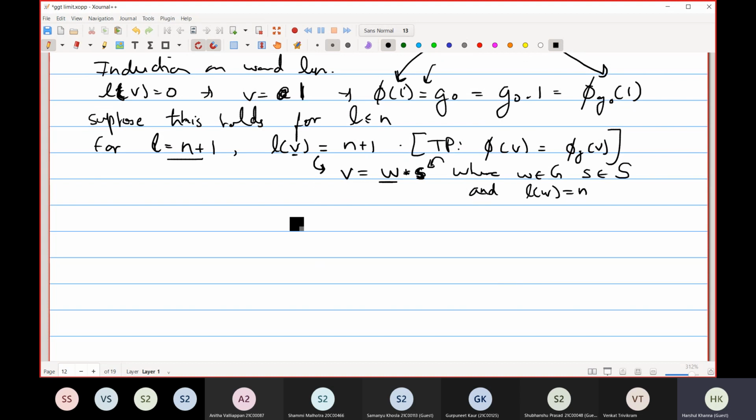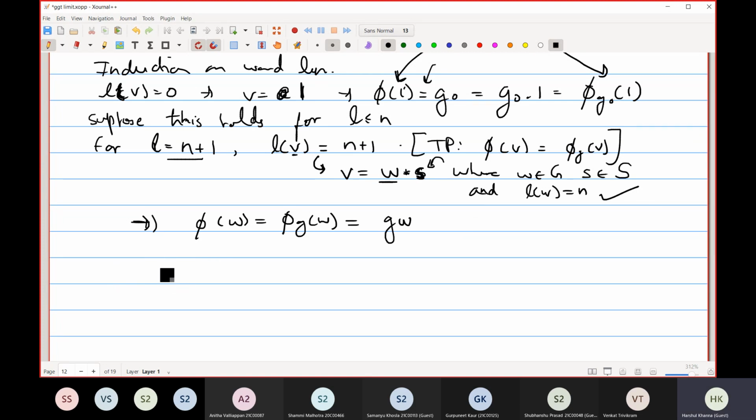So first of all, what do we know? Since the length of W is equal to n, by the induction hypothesis, we know that phi of W is equal to phi G of W, which is equal to GW, right? Now note, what do we have here, right?